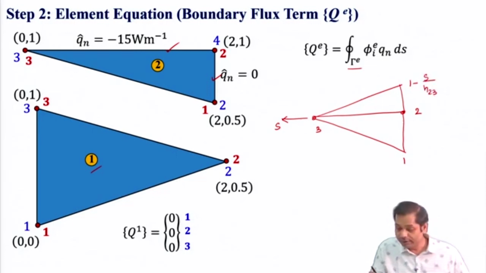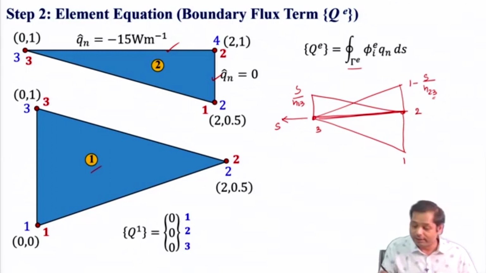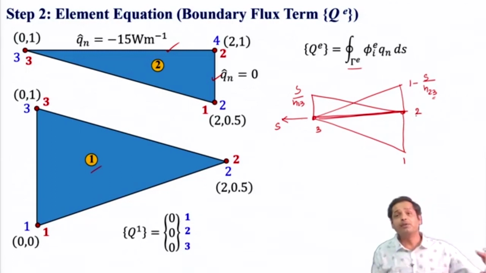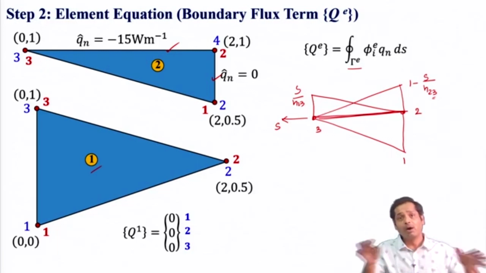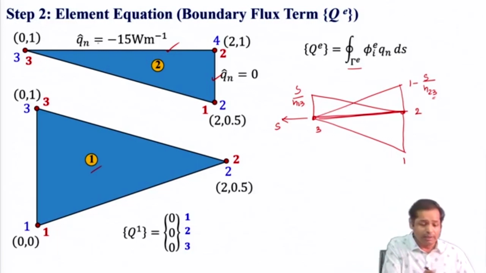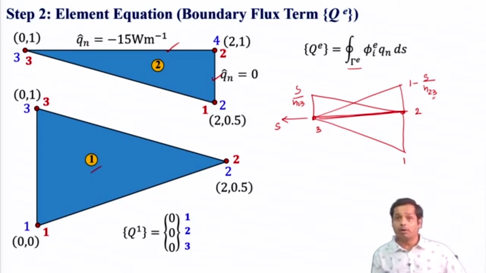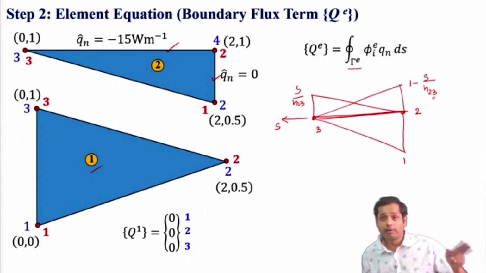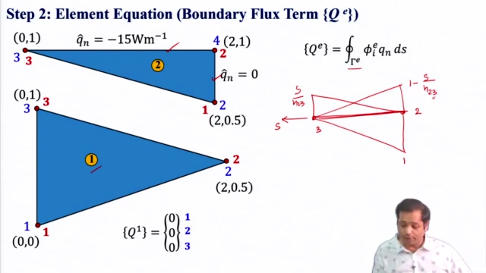So this shape function will be 1 minus S by H23, where H23 is the length of this side, and this shape function will be S by H23. And Q is constant over the entire line. We had seen that if you have a constant over the entire line, it gets distributed equally on both nodes. So 50% will go to node number 3 and 50% will go to node number 2. Node numbers 3 and 2 are the element level node numbers.